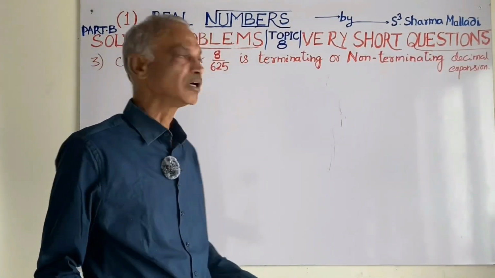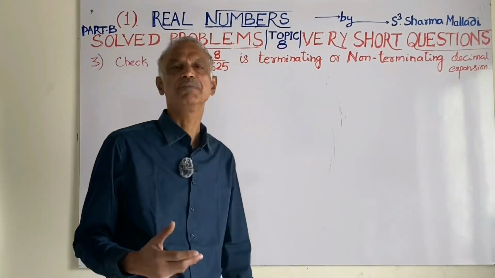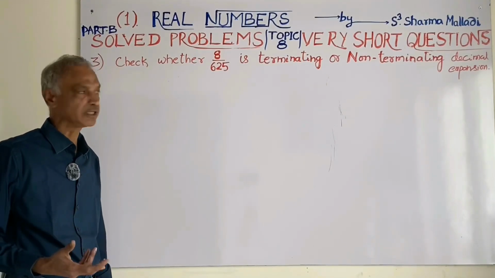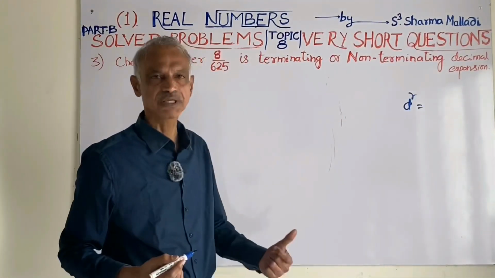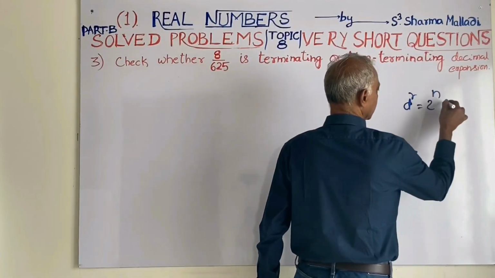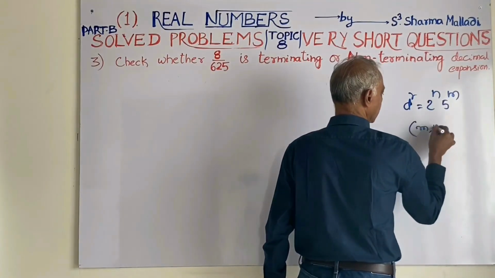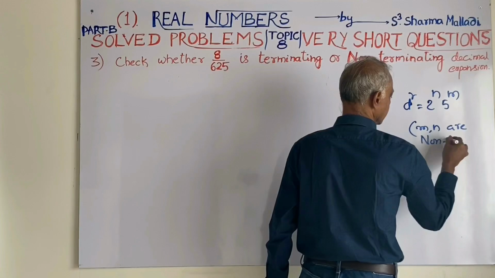Now, what is the third problem in very short questions? Check whether 8 by 625 is terminating or non-terminating decimal expansion. For terminating, denominator should be in the form of 2 to the power of n into 5 to the power of m, n and m are non-negative integers.